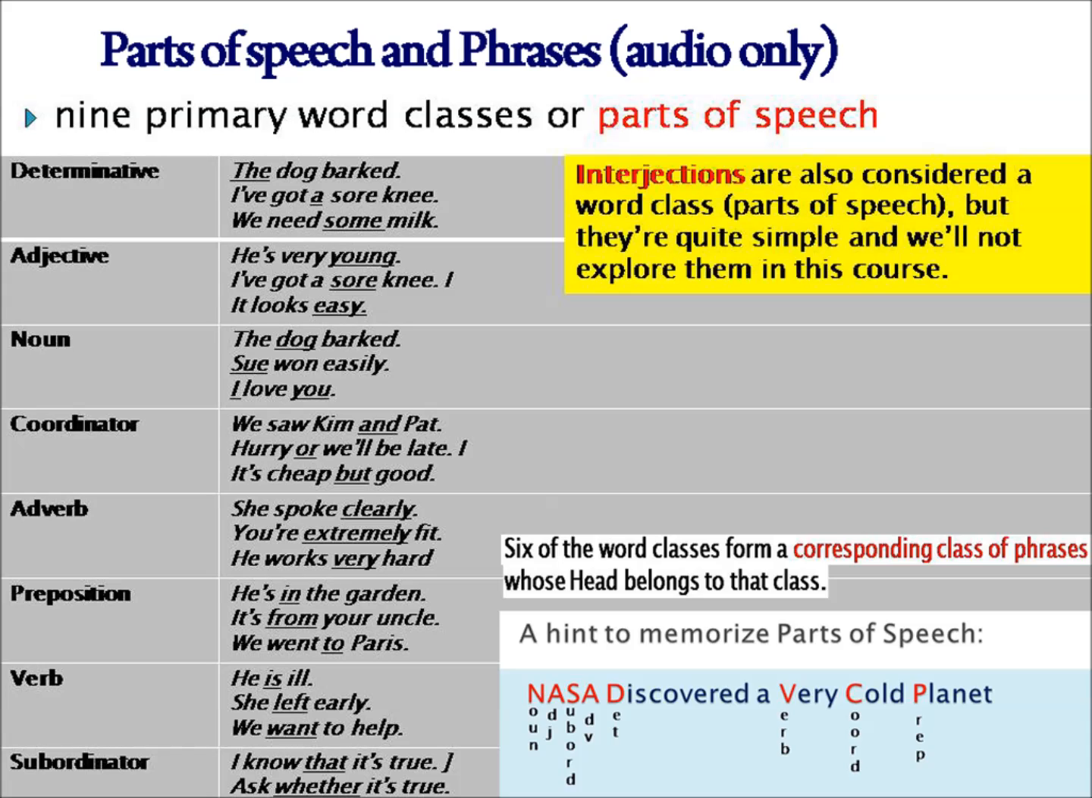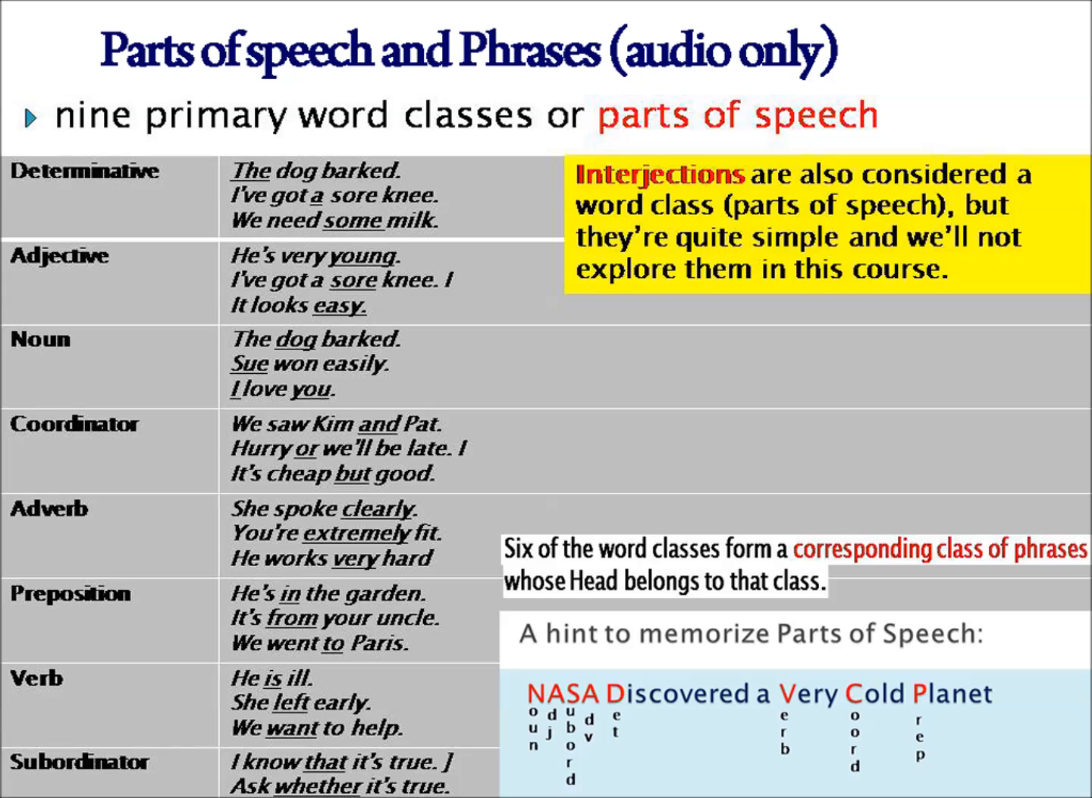Okay, so the adjective always calls a noun. They are deeply related. Let's imagine the noun is the nucleus, the head of a noun phrase. The adjective is in its orbit, like planets go around the sun, or like the moon goes around the earth, if you prefer. Okay, so he is very young. I've got a sore knee. Okay, so we have a as a determiner and sore as an adjective.